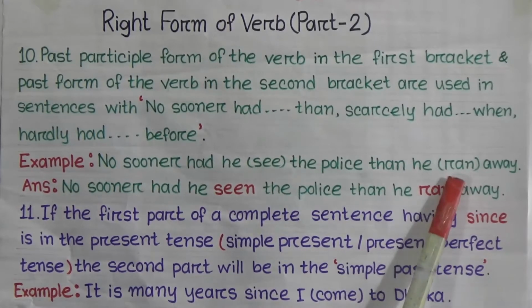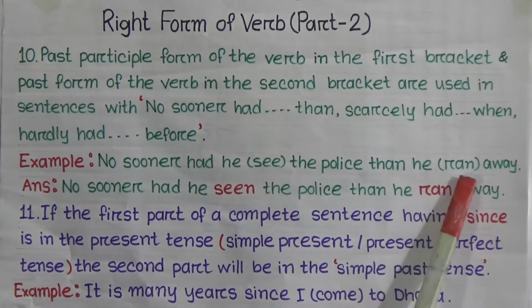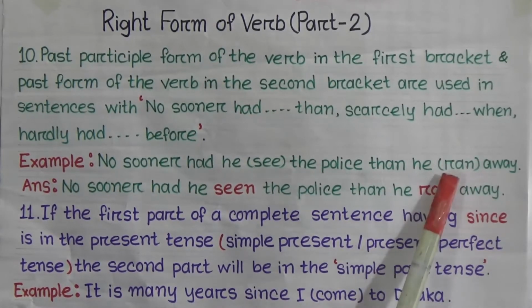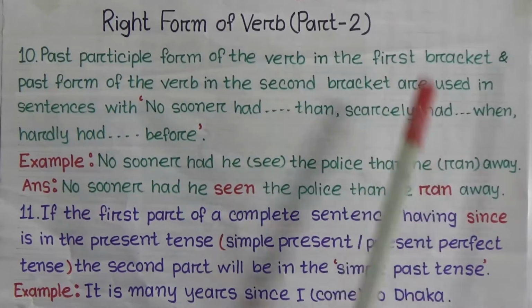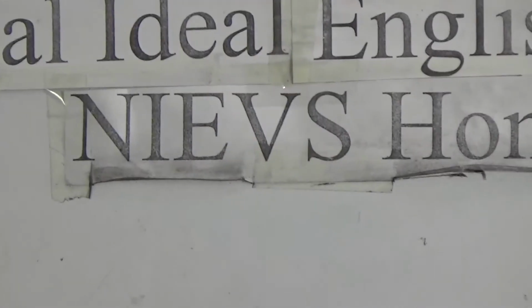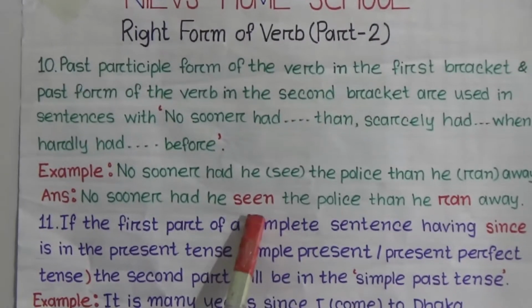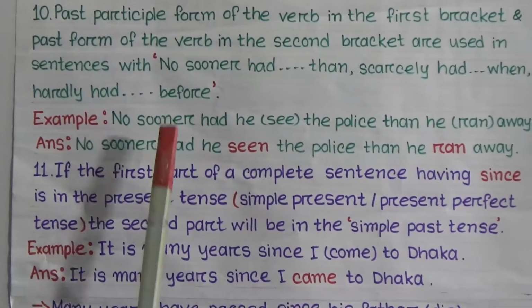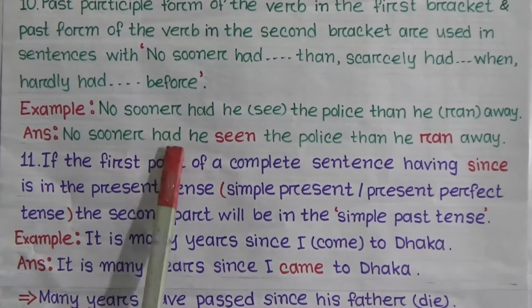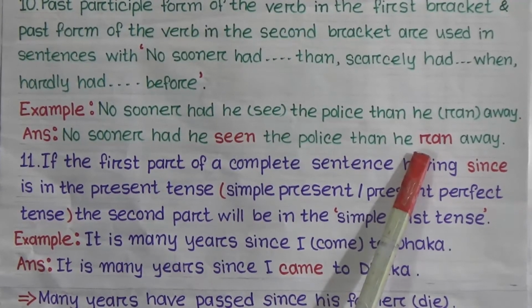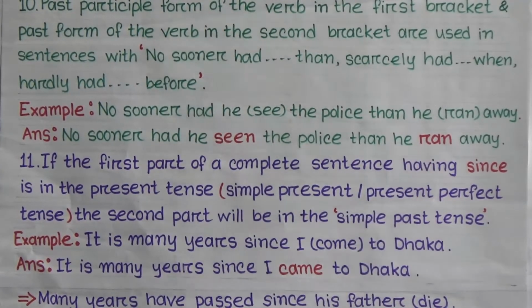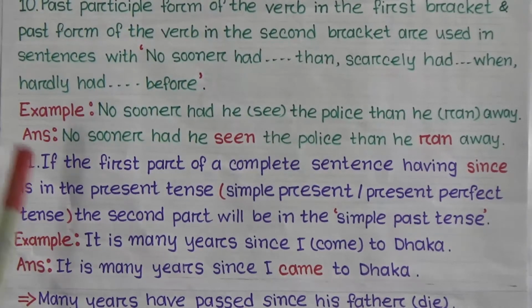Here I have written the past form of the verb. Here you can find ing form, you can find base form. No matter what the word is, you have to write the past form of the verb. So in the first bracket you have to use the past participle form, as you will get had with no sooner, and after that you have to use the past form of the verb. Now come to rule number 11.